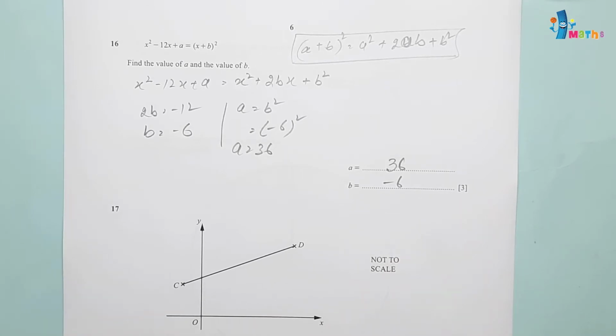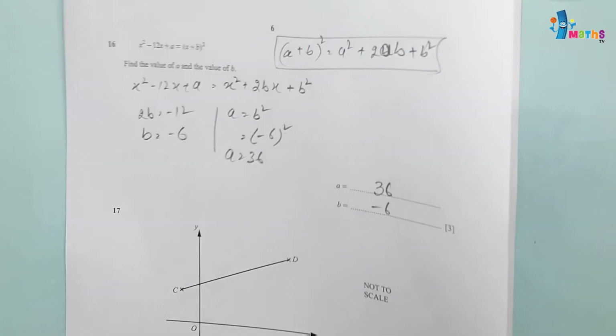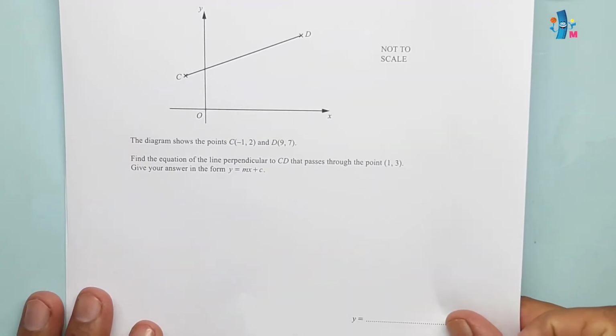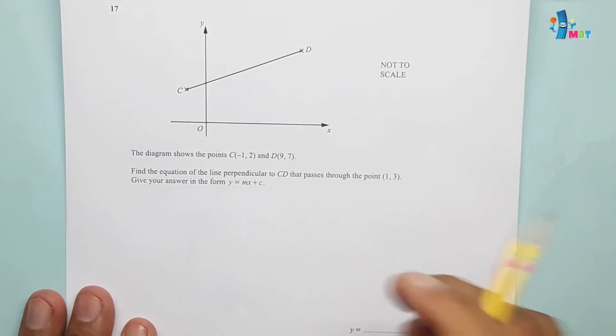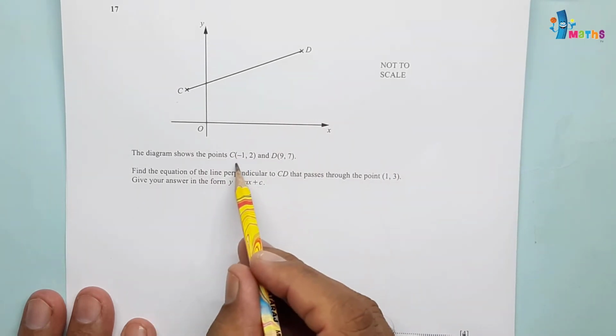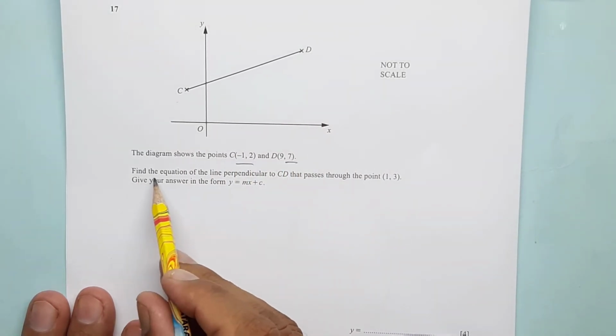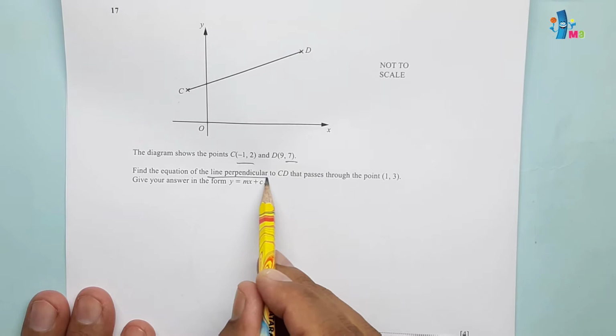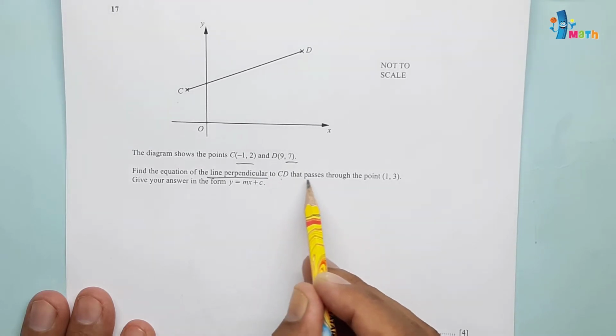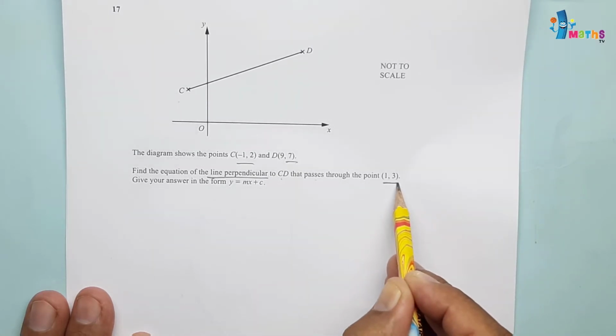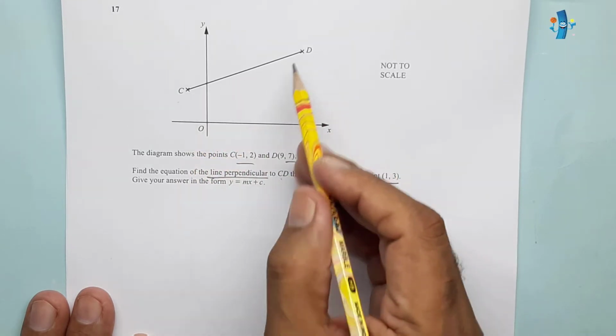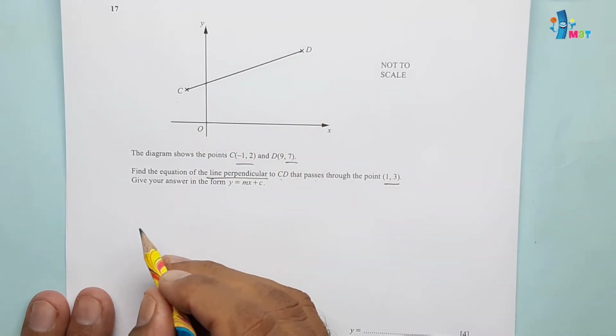Next is question number 17. The diagram shows the points C and D. These 2 points C and D they have given. These are the coordinates of the points. Find the equation of the line perpendicular to CD and passes through the point, this one. So we need the gradient of this line.